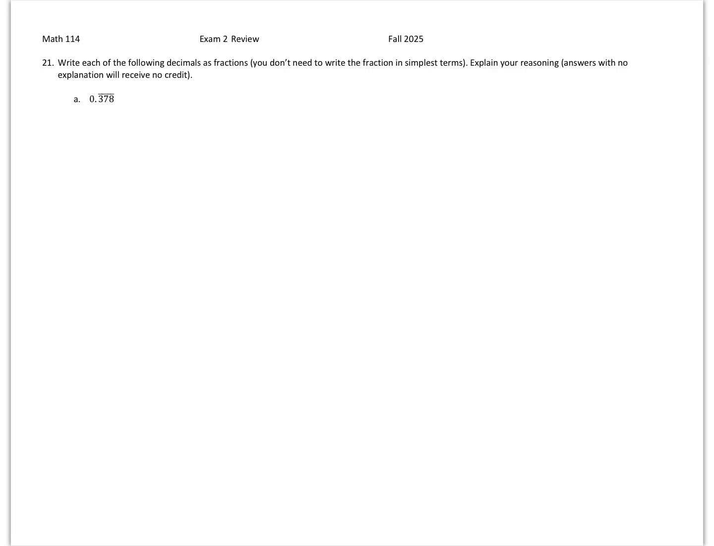So, 0.378378378, repeating forever. I like to use this technique where I let the repeating decimal be called n. I just give it a name, okay? And then I'm going to look at some multiple of n, and I'm going to subtract the n from the multiple of n. My goal is I want all of the decimals to go away. I want to be left with a number that's just an integer, no decimal parts.